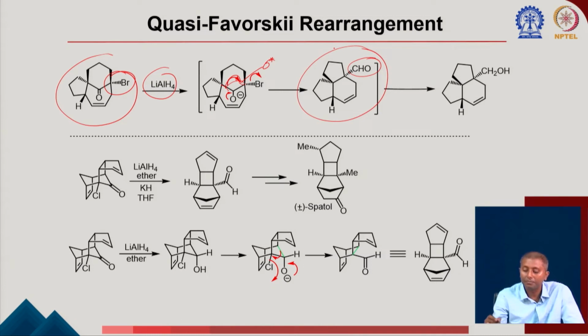And then there is another example here which you can see. In this case also you have a 5-membered ring at the beginning.